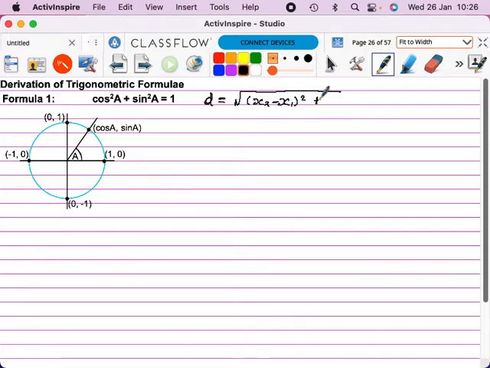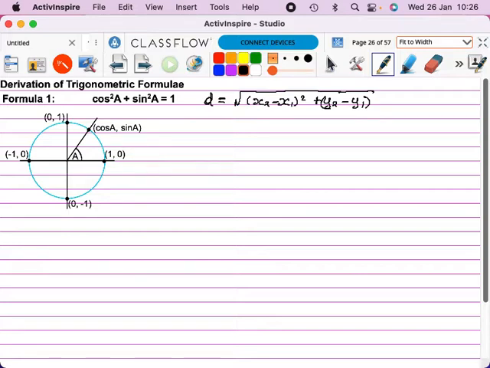Plus y2 minus y1 all squared. I said square rooted. So it's the square root of x2 minus x1 all squared, plus y2 minus y1 all squared. And all we've got to do is basically use the information on the unit circle, which is also given in the formula book. So you can draw the unit circle from the formula book, and you can quote the formula for the distance between 2 points in coordinate geometry.